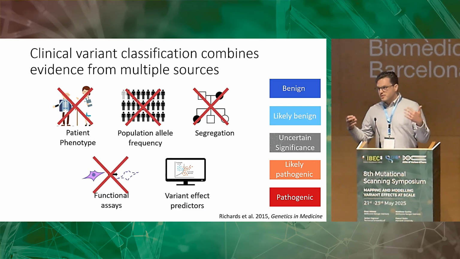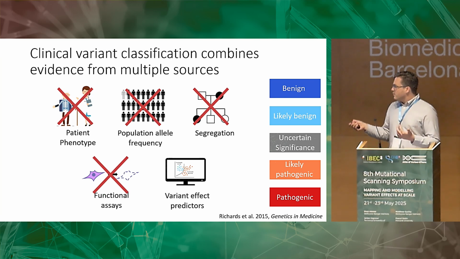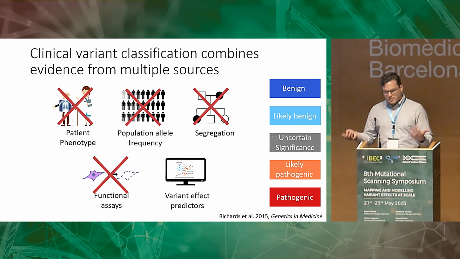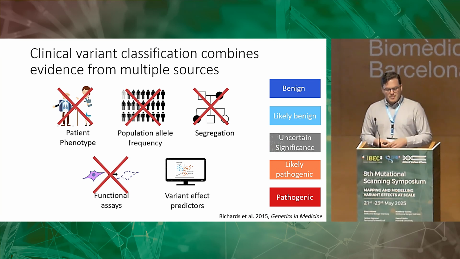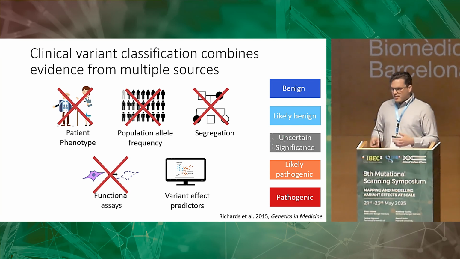And the reason for that is typically quite simple. It's just these variants are extremely rare, and we just don't have most of these sources of evidence that we typically use in interpretation. One piece of evidence that we always have are these variant effect predictors, because these can make predictions for all possible missense variants.